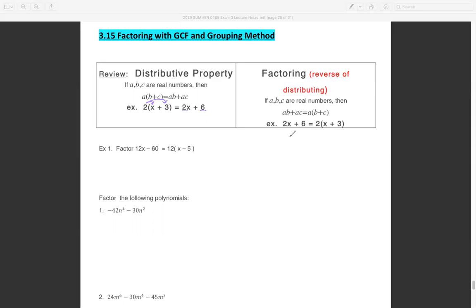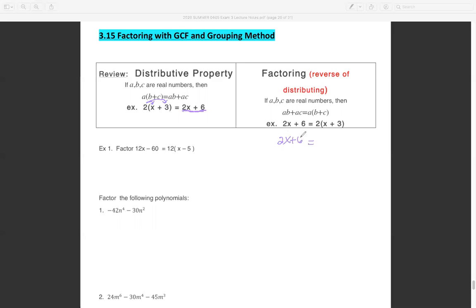So if we want to go backwards, we would start with this answer that we got when we distributed, and then we would go back to the original problem. And that would be our answer for when you factor. So first, to factor this, we need to find the greatest common factor. What's the greatest common factor?